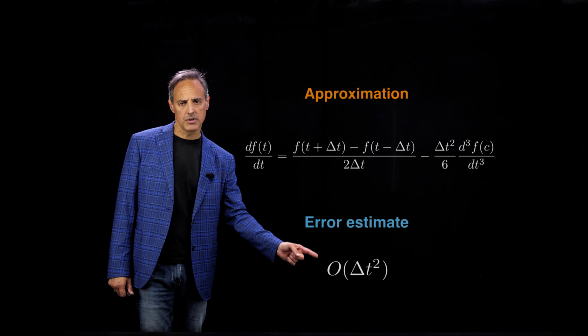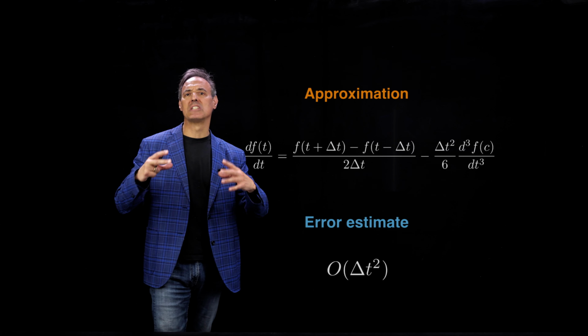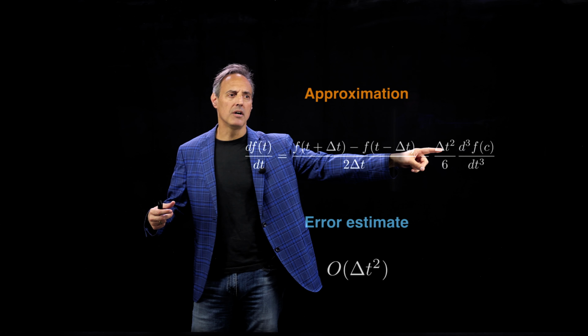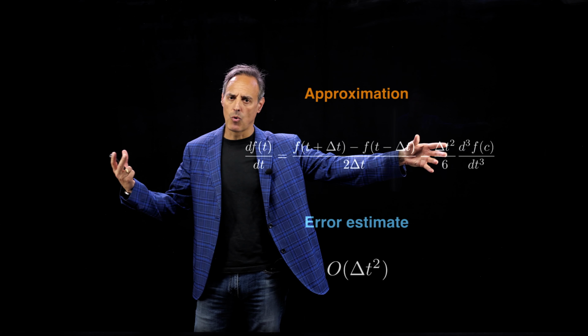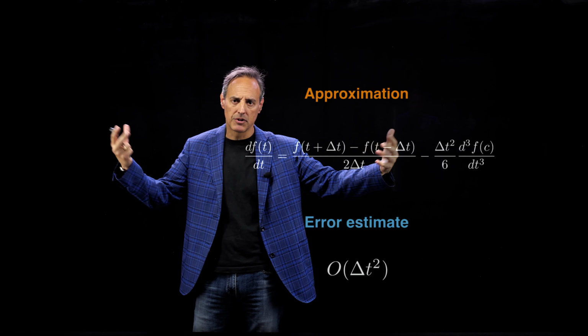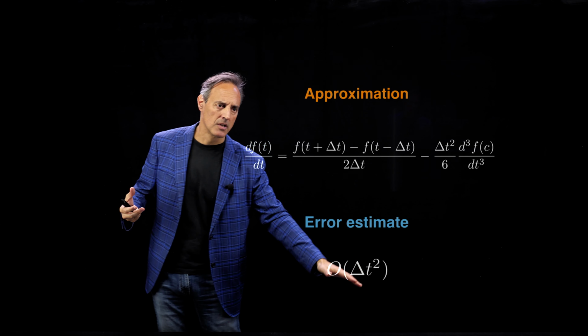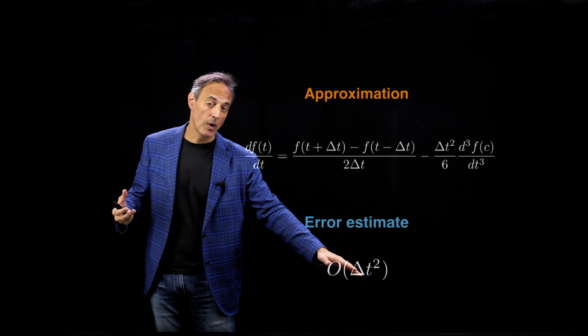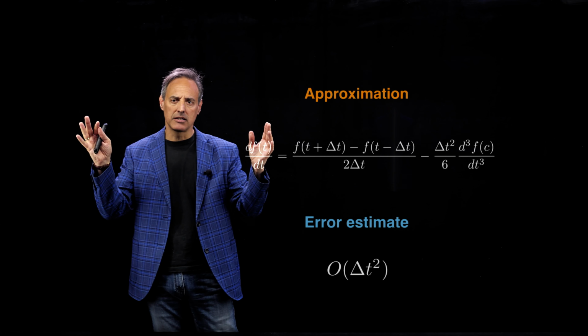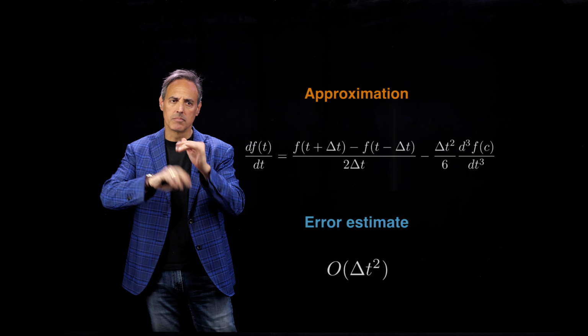In other words, this order symbol means it's about the size of. Since I have a delta t squared here, I assume the other coefficients are order 1. In other words, there's some value, but they're not big or small. They're just some constants. And then the order delta t squared is the scaling of that term as I make delta t smaller and smaller and smaller.